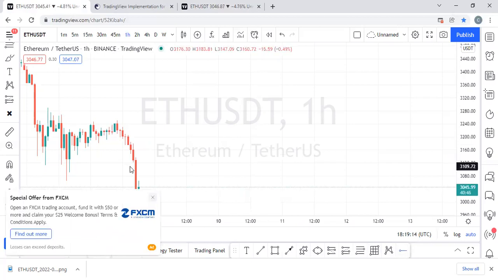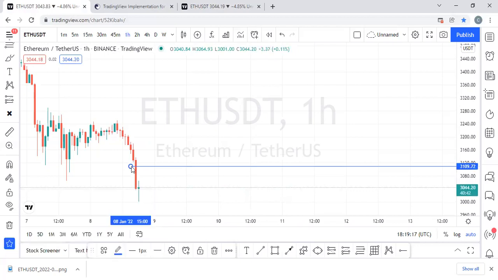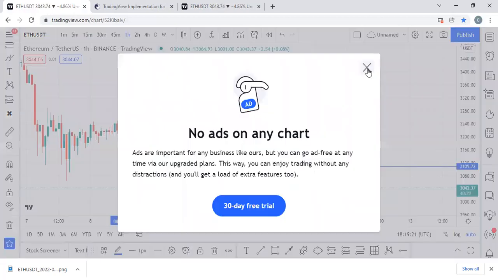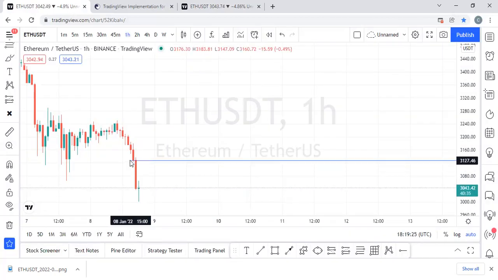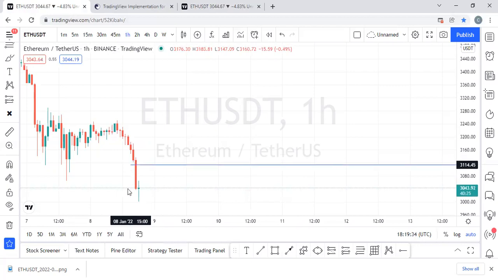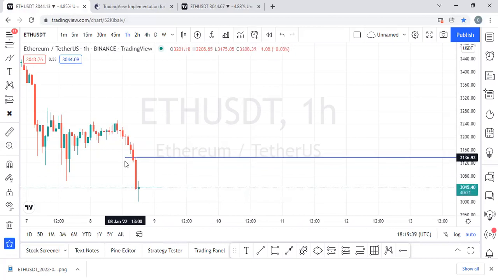It gives you information about what's happened. Even if you were not around when this happened, you can simply come to your chart and see what's happened, right? So look at this. The candle opened around here. This is the open price. This is $3125. That means Ethereum was at the price of 3125 by around 6 p.m., and then it dropped down to 3042.